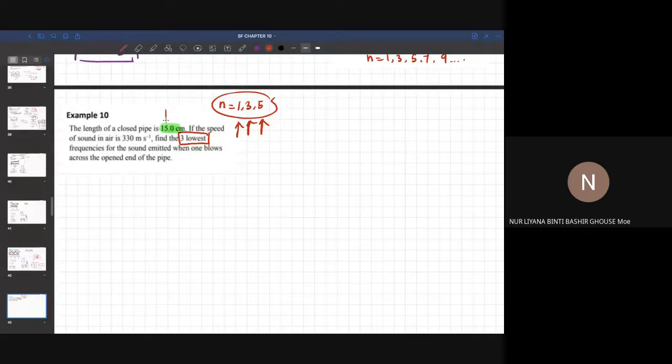If the speed of the sound in air is 330 meter per second, so dia bagi kat kita V, find the three lowest frequencies for the sound emitted when one blows across the open end of the pipe. Okay, three lowest frequencies. So dia ada beberapa cara awak nak buat benda ni, awak boleh terus gunakan general formula dan masukkan nilai, ataupun awak nak lukis dulu pun boleh juga.